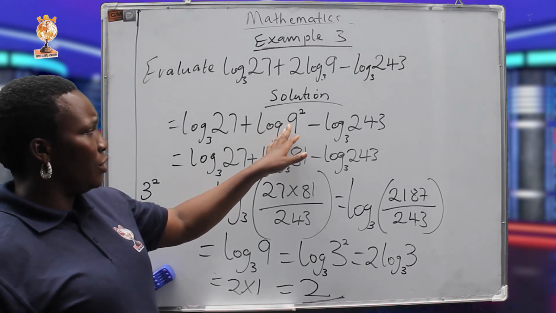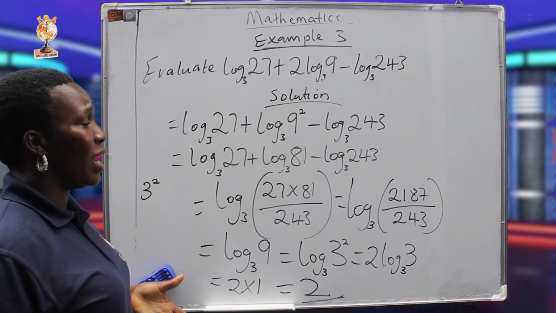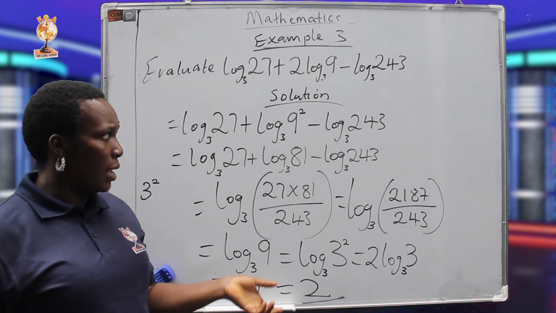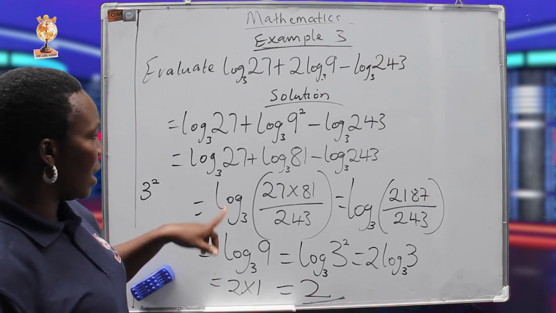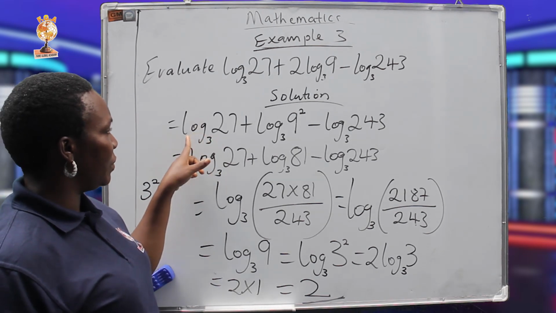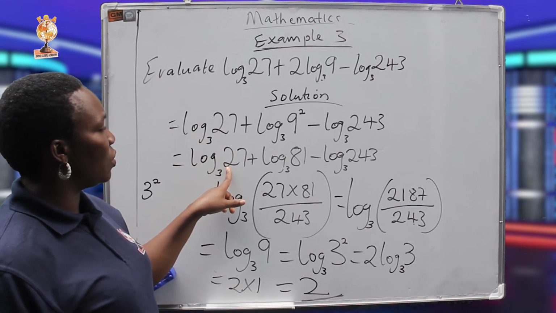And also, we can use this 9 raised to the power of 2 in this way. We have to get it as a whole number. And 9 raised to the power of 2 means 9 times 9, which is what? 81. So that's what we're having. This is the same thing. Log 27 base 3 is what we are seeing here.